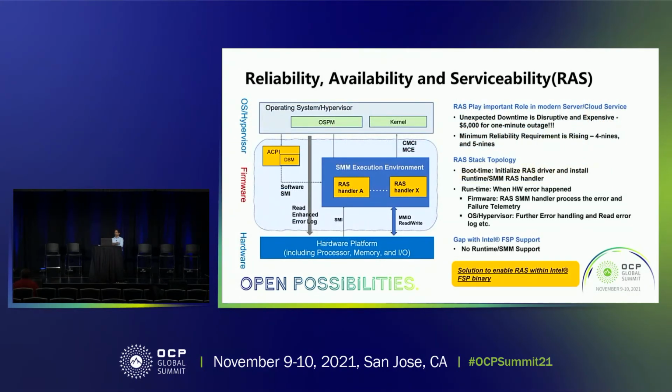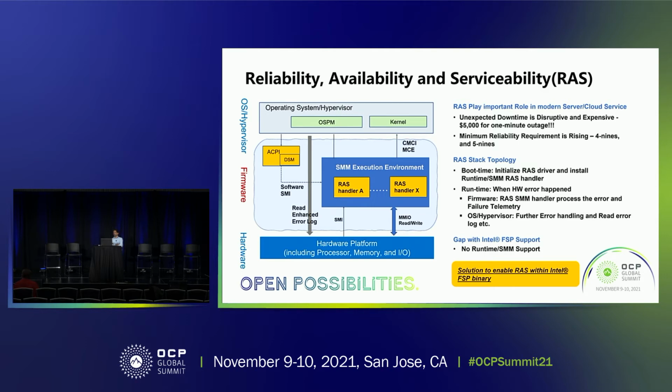Next page, please. Yeah. Then let's look into RAS. RAS is a very important SMM IP, and no doubt it is more and more important in the cloud environment. On the left side, we see a runtime RAS stack, where the firmware and the OS work together to handle hardware errors. When a hardware error happens, it will trigger an SMI, and this SMI is processed in SMM by the RAS handler inside the SMM execution environment. Some runtime interfaces also exist to allow the OS to do further processing of this hardware error.